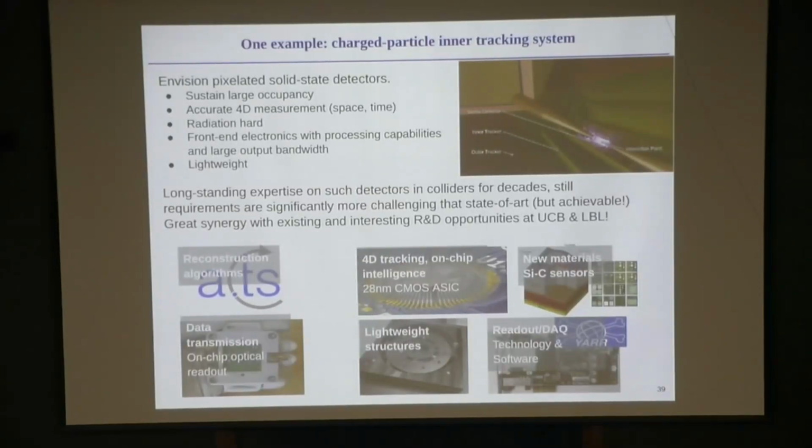So that's overall a pretty demanding set of requirements, but luckily, we have long-standing expertise in building such detectors and colliders, for really decades at this point. And in fact, even here at LBL, we have a lot of R&D going on, which touches many aspects that will be critical for a detector at a muon collider, from reconstruction algorithms, data transmission, dedicated front-end electronics, lightweight structures, readout technology and software, and even new materials for this type of solid-state detectors.